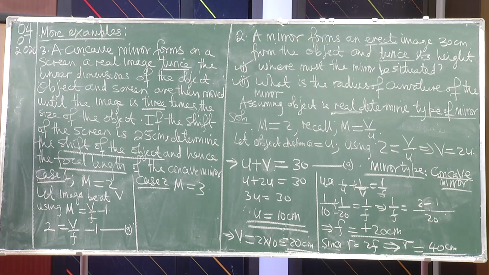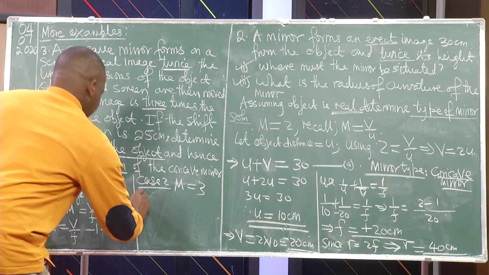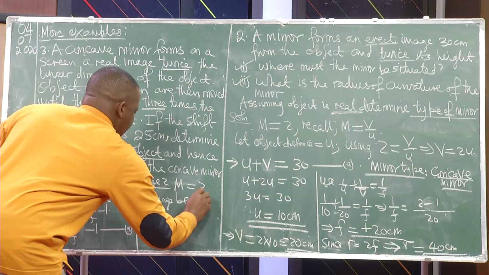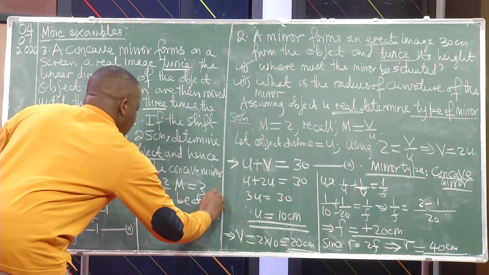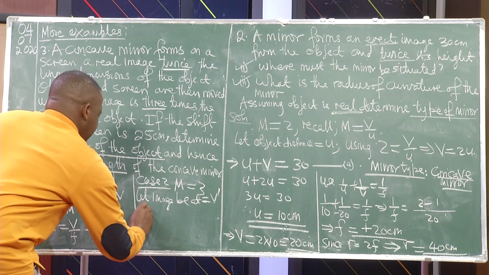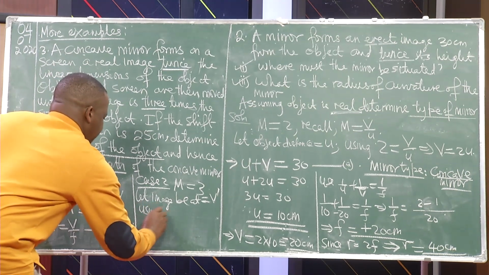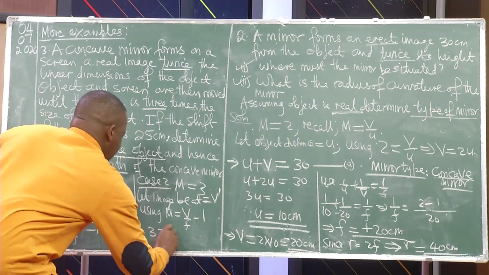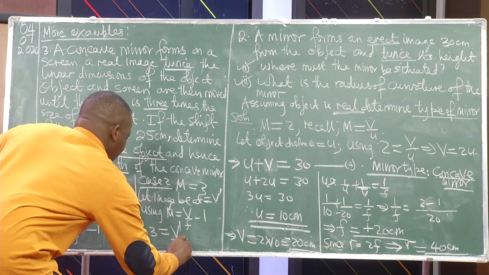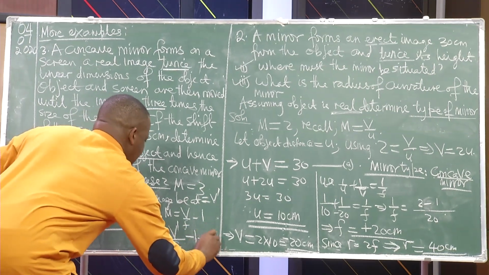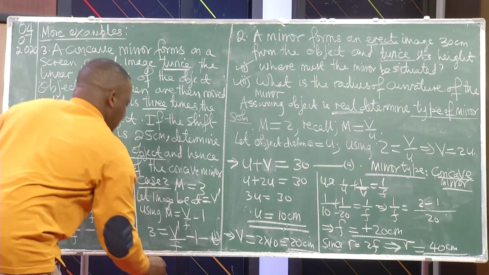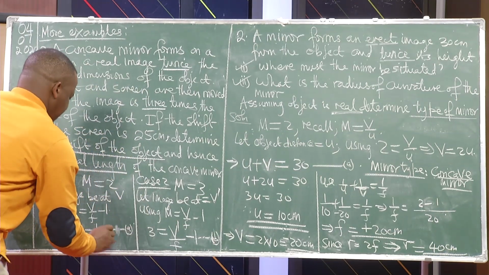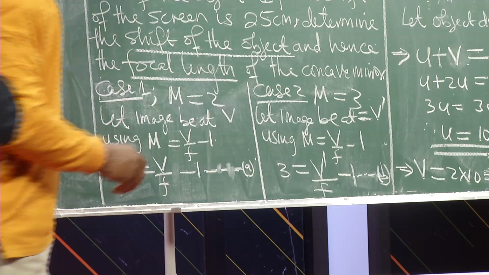If we go to the second case, and we let the image be at a distance that I can call V prime, it means that my 3, again using the same formula, M is V over F minus U, my 3 will be equal to V prime over the focal length of the said mirror minus 1. And this can be labeled as equation B.